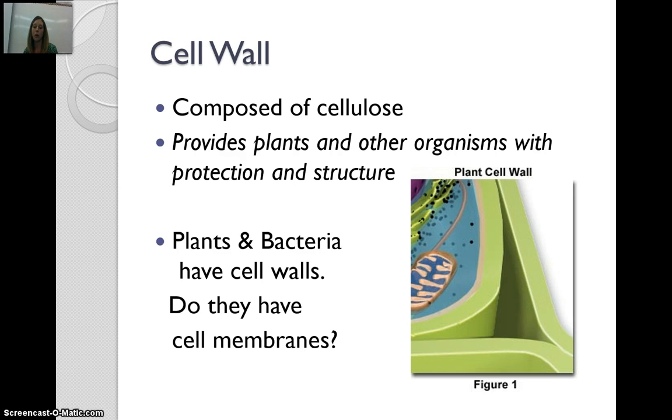Okay, the cell wall. When you hear cell wall, we typically think of plant cells because it's a defining feature of plant cells. It's what gives it its rigid shape, but there are other organisms that have cell walls as well. So plant cell walls are composed of cellulose. We've talked about that before. They are what provide plants and other organisms with protection and structure. That's why plants can stand upright. Plant cells have cell walls, obviously. Bacteria cells have cell walls, but they also have cell membranes. Don't get confused and think it's either one or the other.